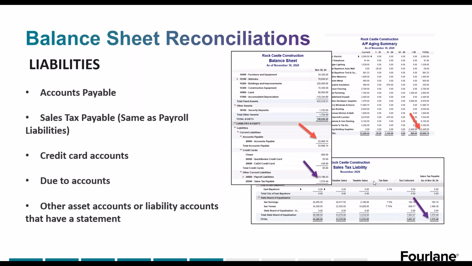Okay. Other asset accounts or liabilities accounts that have a statement like loans, line of credits, anything like that, use those statements, just like the bank account. Easy peasy, do those. If they do not have a statement, kind of like we talked about, like retainers or employee advances, that's where you're going to use that $0 reconciliation to reconcile it and verify the data as much as possible.